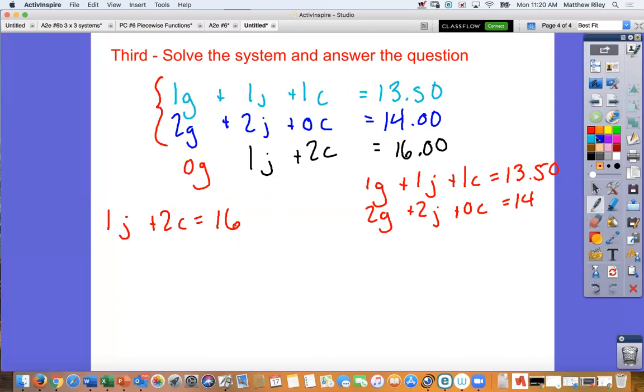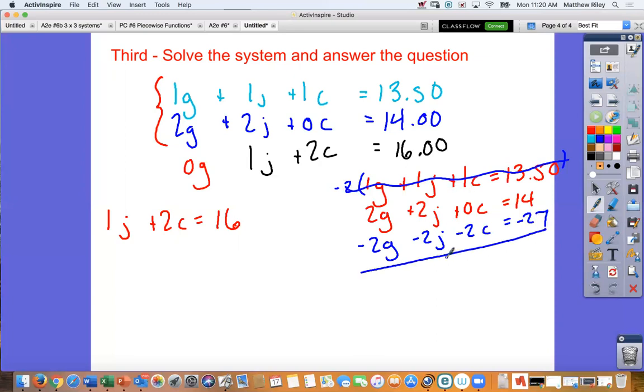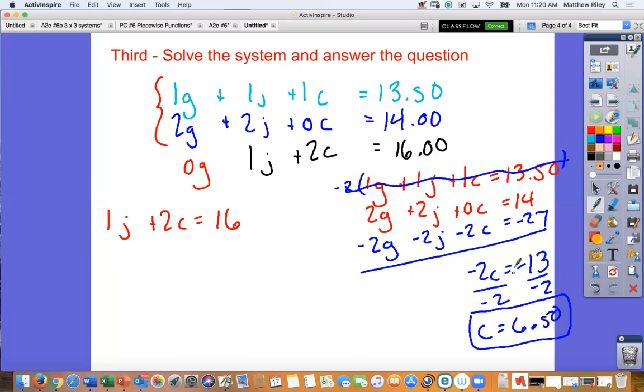Now remember, I want to cancel out the G's. This equation does not have a G, so I need to get a set of opposite coefficients. If I multiply the top by -2, that gives me -2G minus 2J minus 2C equals -27. Once I have opposites, I can add. And right away, I canceled that out also. So divide by -2, and I find that the cost of chocolate covered peanuts is $6.50.